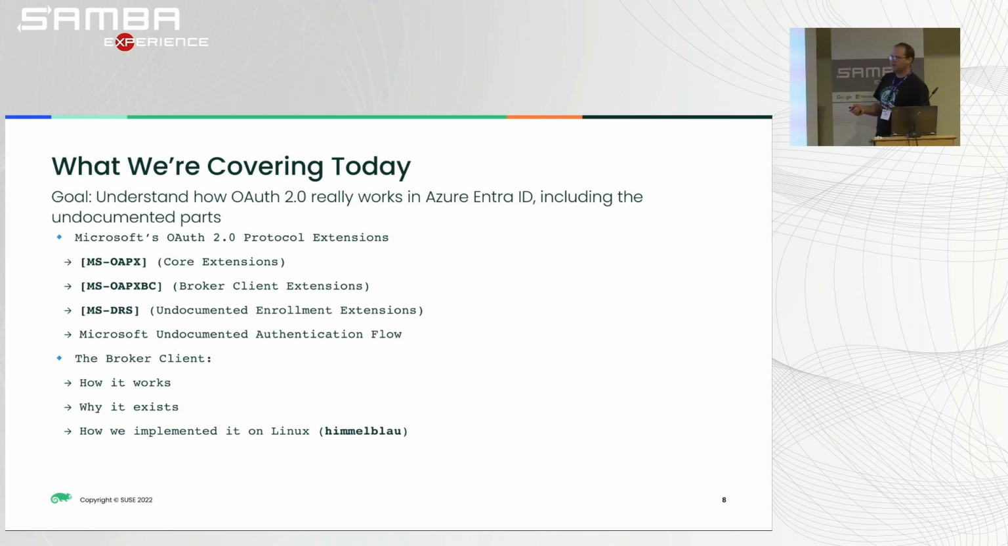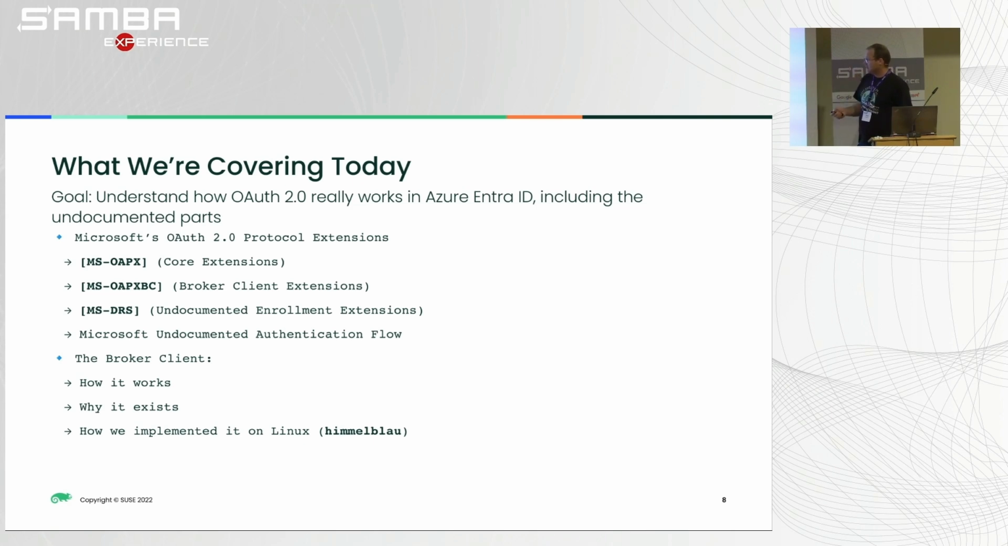That'll cover things like PRT issuance and such. I'll talk about the enrollment extensions, which is not documented at all. There were several on-prem documents for Windows Server that are similar, but they're completely wrong. And I documented this in my own project so that others could get an idea of how it works, but otherwise it's not documented. And then finally, we'll talk about Microsoft's undocumented authentication flow.